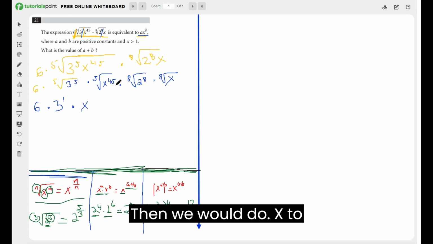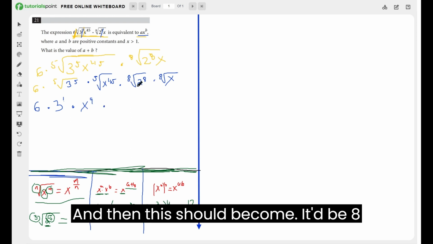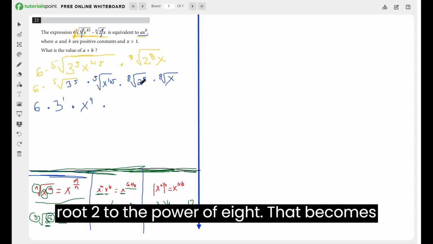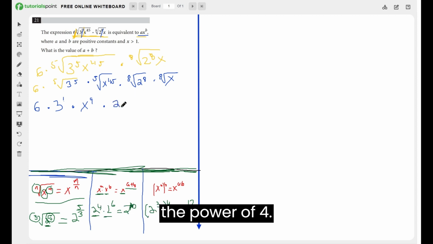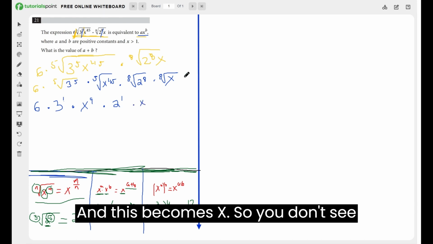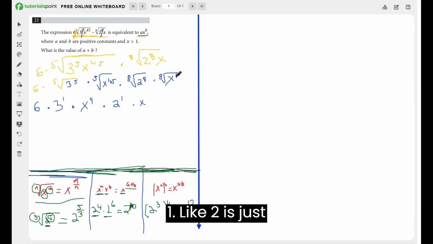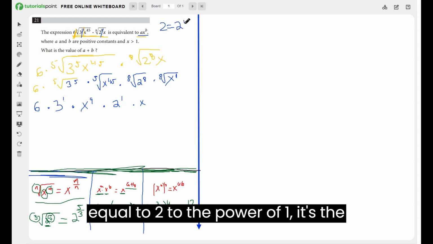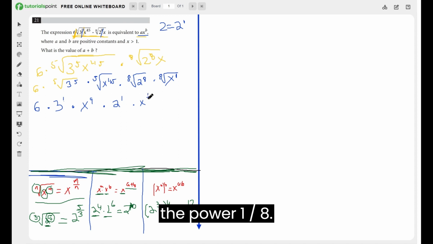Then we would do x to the power of 45 divided by 5, which is 9. And the 8th root of 2 to the power of 8 becomes 2 to the power of 8 over 8, which is 2 to the power of 1. And this just becomes x. You don't see an exponent here, but if you don't see an exponent, that's basically to the power of 1. Like 2 is just equal to 2 to the power of 1. They're basically the same thing. So you would imagine that there's a 1 here. So it becomes x to the power of 1 over 8.